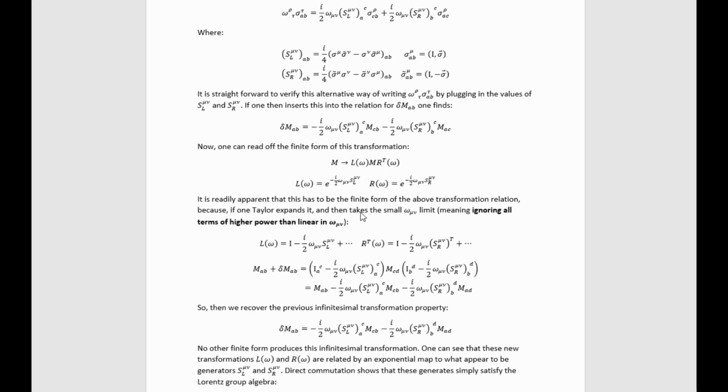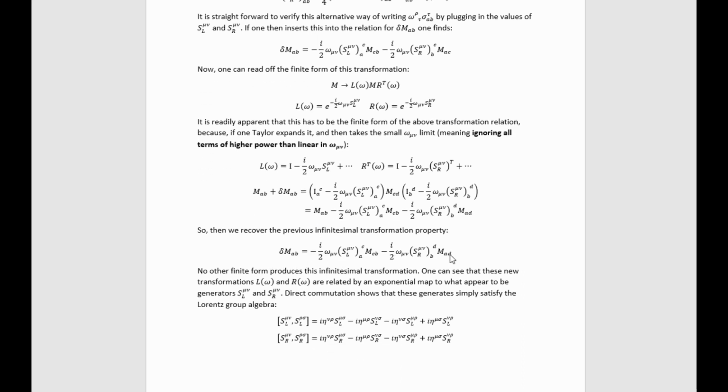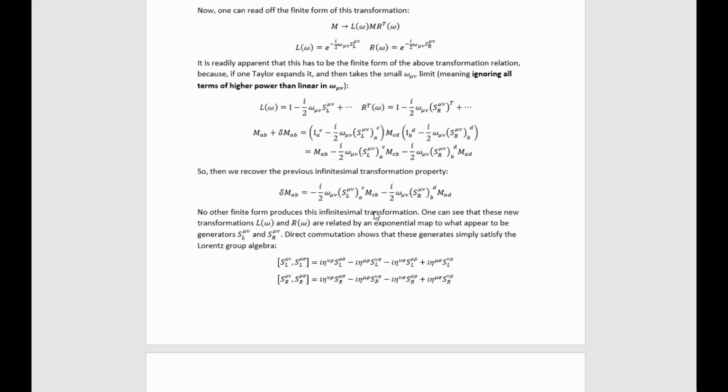Taylor expands it and then takes the limit of small omega, meaning ignoring all terms of higher power than linear in omega mu nu, we arrive at this value for the infinitesimally transformed MAB matrix, so then we get delta MAB. No other finite form produces this infinitesimal transformation. One can see that these new transformations L of omega and R of omega are related by an exponential map to what appear to be generators.